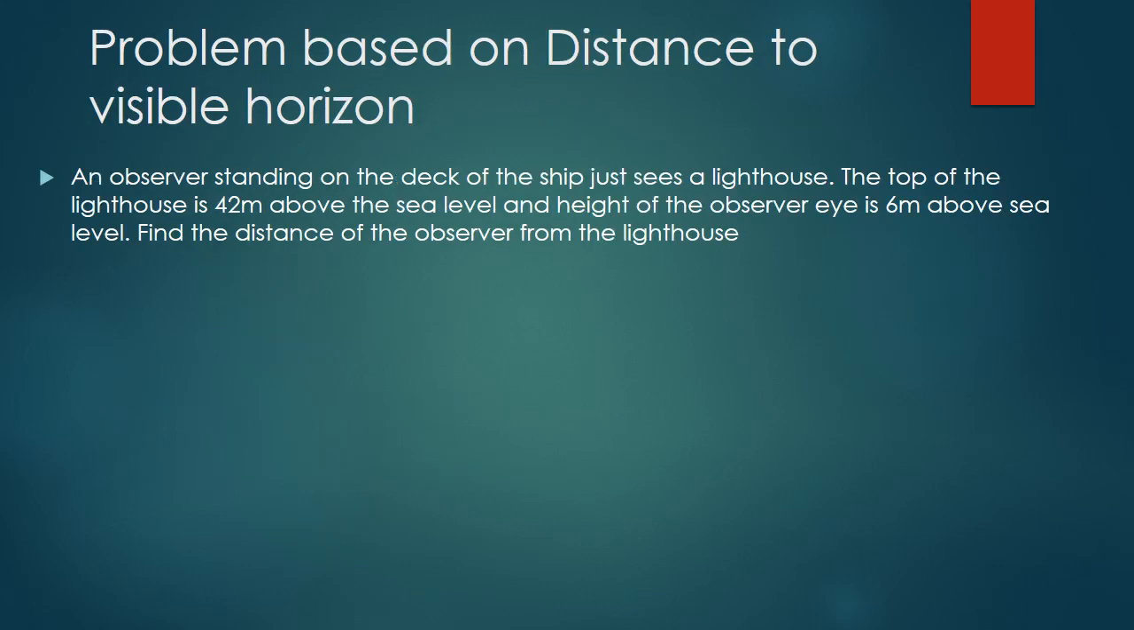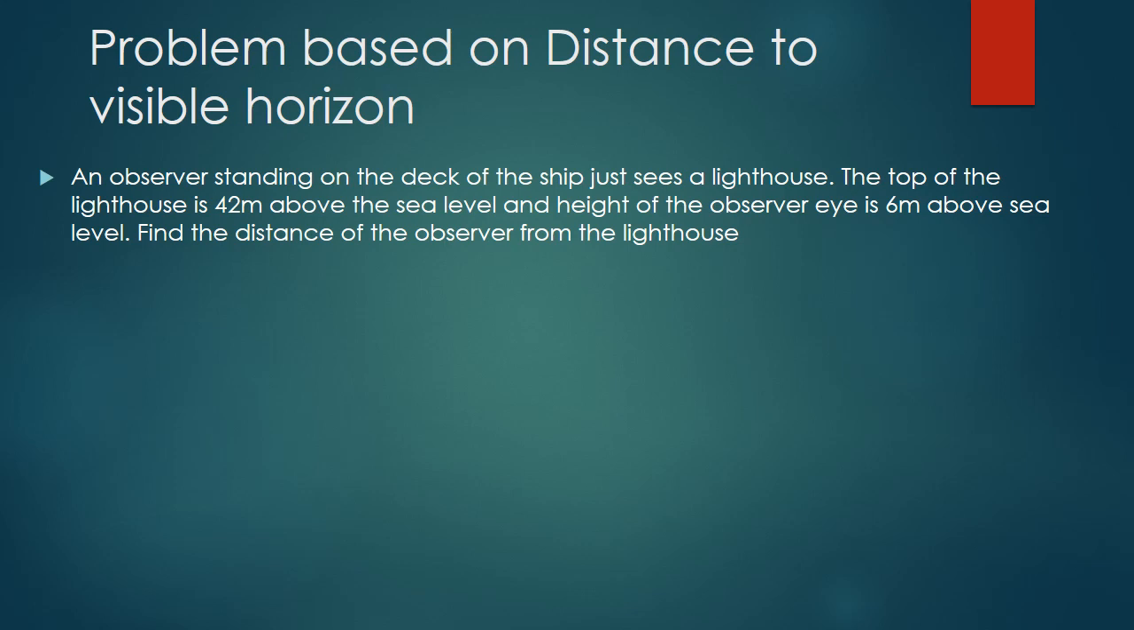Now let us see a problem which is based on distance to visible horizon. An observer standing on the deck of a ship just sees a lighthouse. The top of the lighthouse is 42 meters above the sea level, and the height of the observer's eye is 6 meters above the sea level. Find the distance of the observer from the lighthouse.